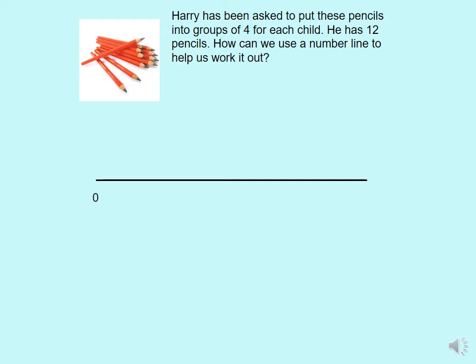Okay, so we start on 0. We are counting in 4s. So the first jump, we're going to do a jump to 4. Then we are going to do another jump, 4, 8. And then we go to 12. And then we count the jumps. So we've got 1, 2, 3. So 12 divided by 4, because we're jumping up in 4s, equals 3, because there were 3 jumps. Okay, we count the number of jumps, so that is the answer for the first one.